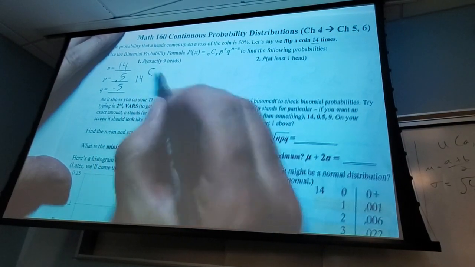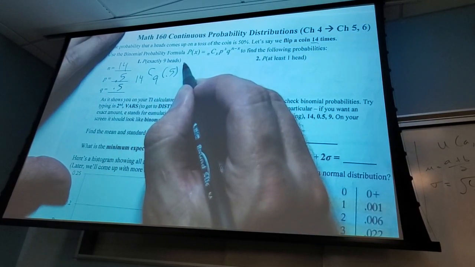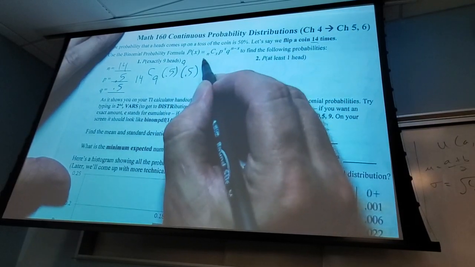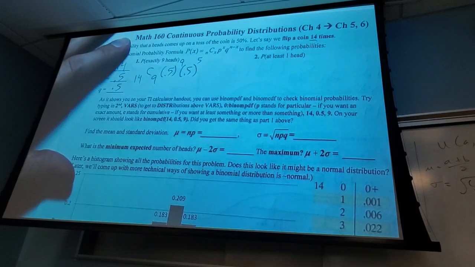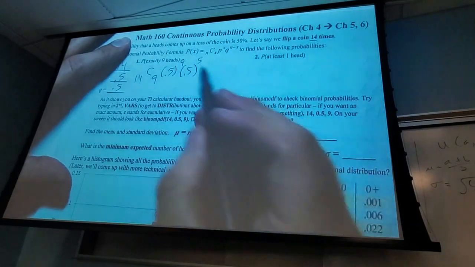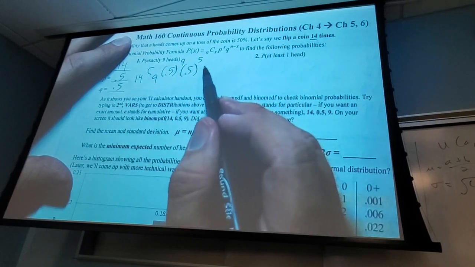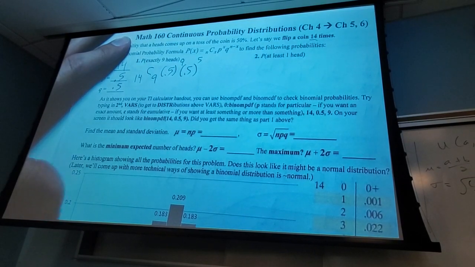14 choose 9, times 0.5 to the 9th. Does anyone notice a shortcut whenever you have 50-50? Isn't it always going to be 0.5 to the 14th? You have the same base. Do you have to know that? No. Doesn't matter, just pointing it out.